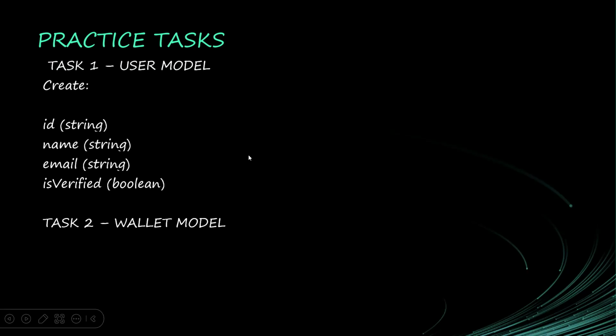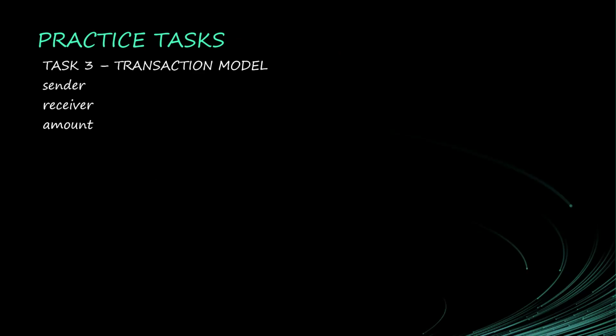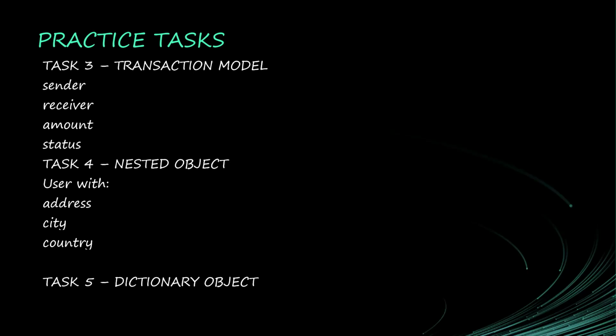So I would want you to practice this as your task. Create a user model, all right, that will have ID, name, email, is verified. Then create a wallet model, the same thing. Make sure you post it on LinkedIn. Post it on LinkedIn, okay? Create your transaction model. It should contain sender, receiver, amount, status. Also create nested objects. Your user should have address, city, country, and then create a dictionary object too.